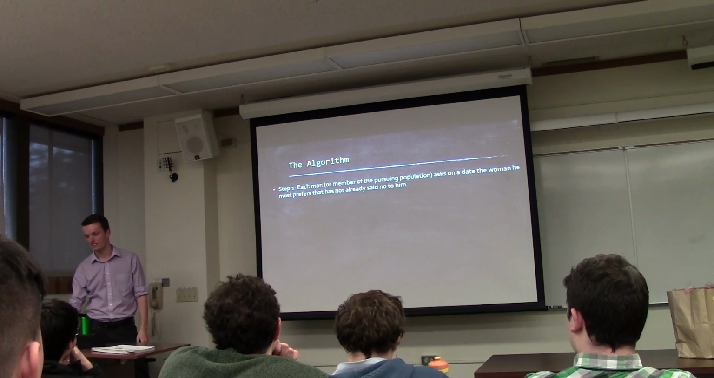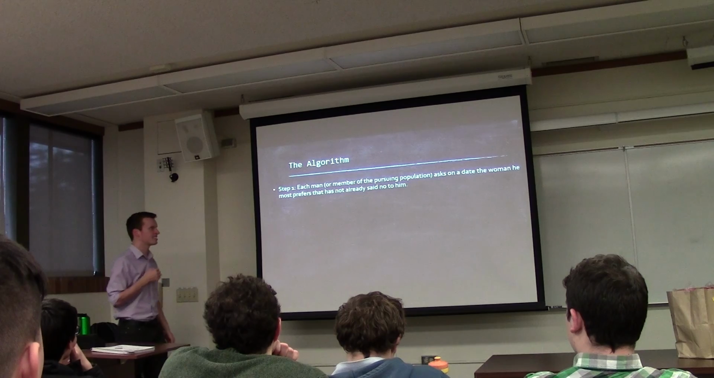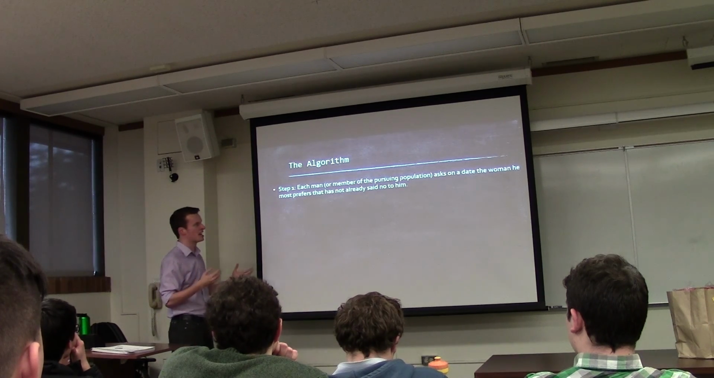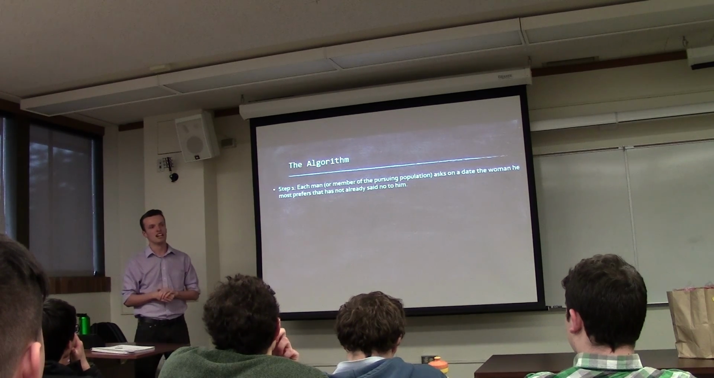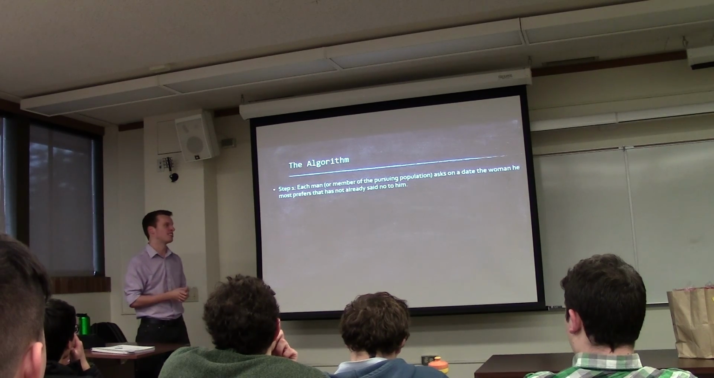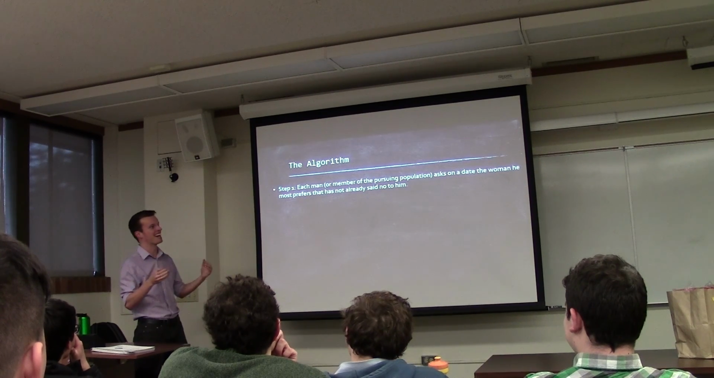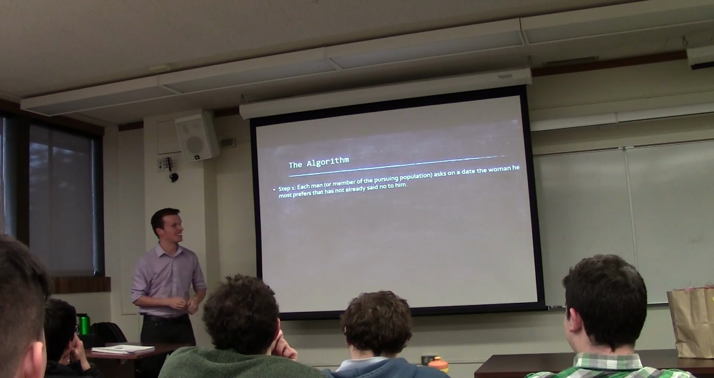Okay, so this is how this algorithm works. Each man, or again, any member of a pursuing population, asks on a date the woman he most prefers that has not already said no to him. So multiple men, for example, could ask the same woman. For example, if Katy Perry's in the group, I'm sure a lot of guys would ask her, right? At least I would.